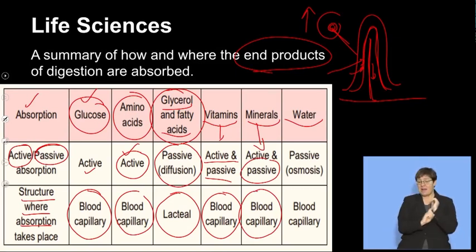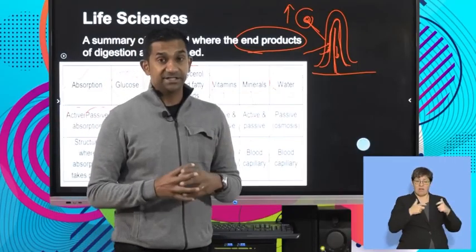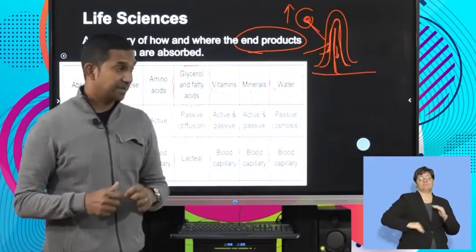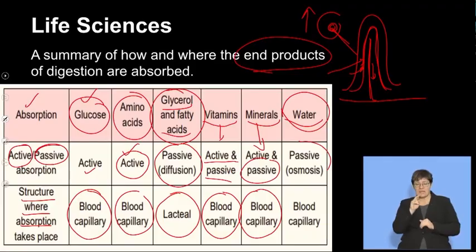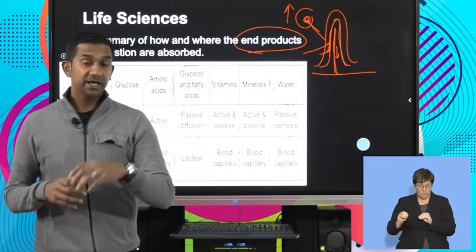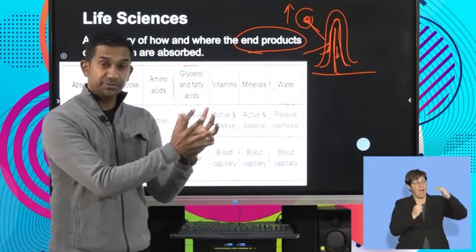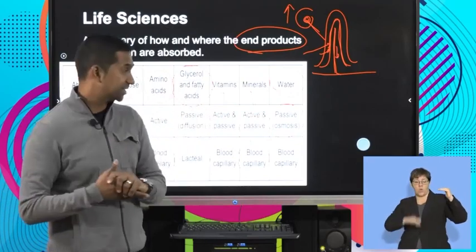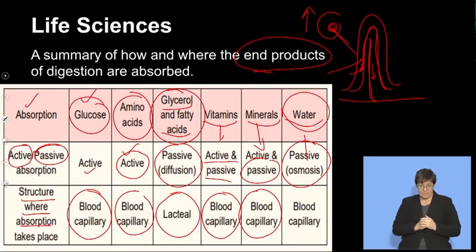And then finally, large amounts of water are absorbed in the small intestine, but predominantly in the large intestine, where that is maximized. And we see that that is a passive process by osmosis, because remember that osmosis is movement through a membrane from a high water potential to a low water potential, and we see that movement through osmosis.